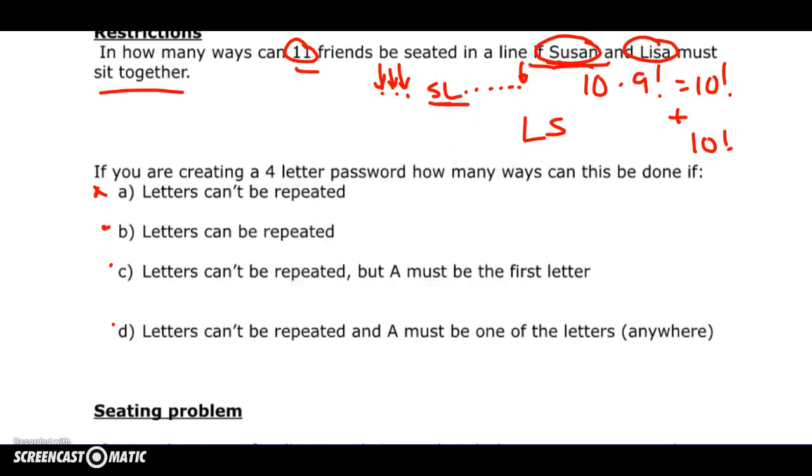Actually, let's make a second video for this. So let's finish this up because I kind of rushed through this. So we had our friends Susan and Lisa, and we wanted to line them up, and we had 10 factorial ways and 10 factorial ways. We add them together to get that.